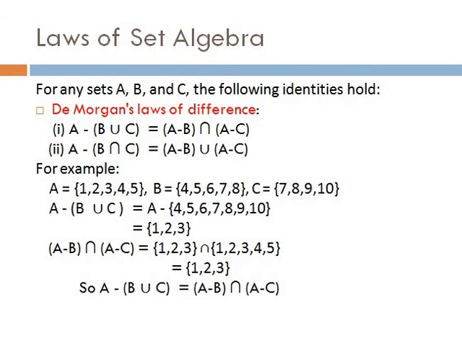Next is De Morgan's laws of difference. That is, A minus (B union C) is equal to (A minus B) intersection (A minus C). The second law is A minus (B intersection C) equals (A minus B) union (A minus C). For example, A has elements 1 to 5, B has elements 4 to 8, and C has elements 7 to 10.